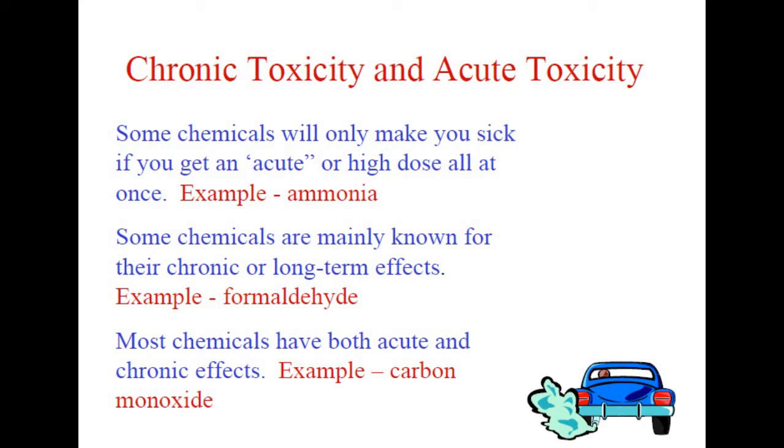Chronic toxicity and acute toxicity. If you look into the difference of this, a good example here is ammonia. So here the chemicals will only make you sick if you get an acute or high dose all at once. And some chemicals are mainly known for their chronic or long-term effect. Example is formaldehyde. And most chemicals have both acute and chronic effects. Example is carbon monoxide.